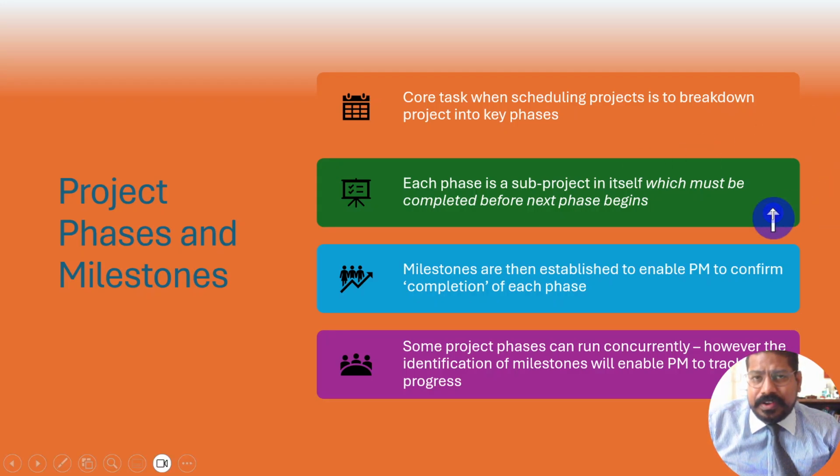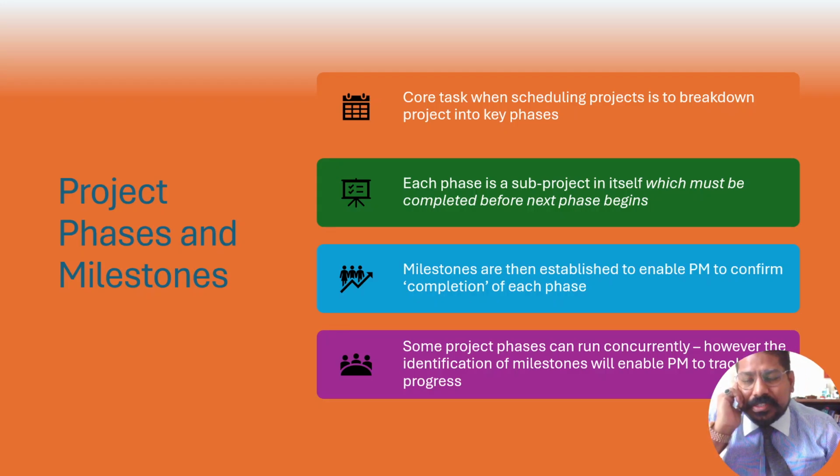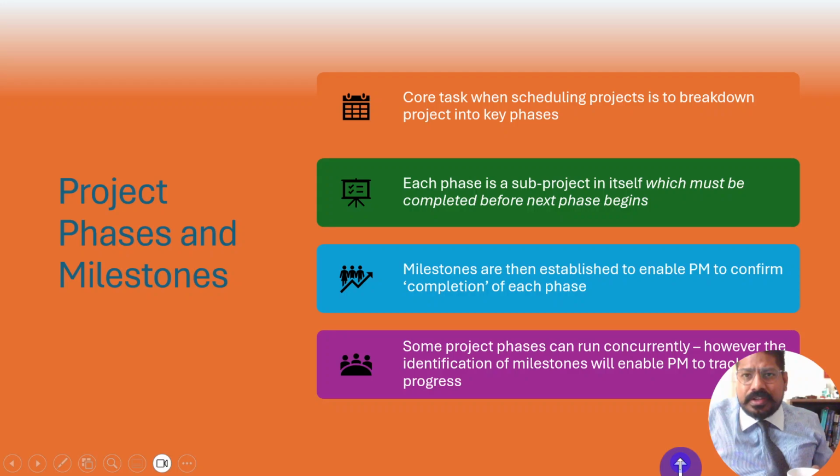Then each phase is a sub project in itself, which must be completed before the next phase begins. Milestones are then established to enable the PM to confirm completion of each phase, which is extremely important. And then some project phases can run concurrently. However, the identification of milestones will enable the PM to track progress.